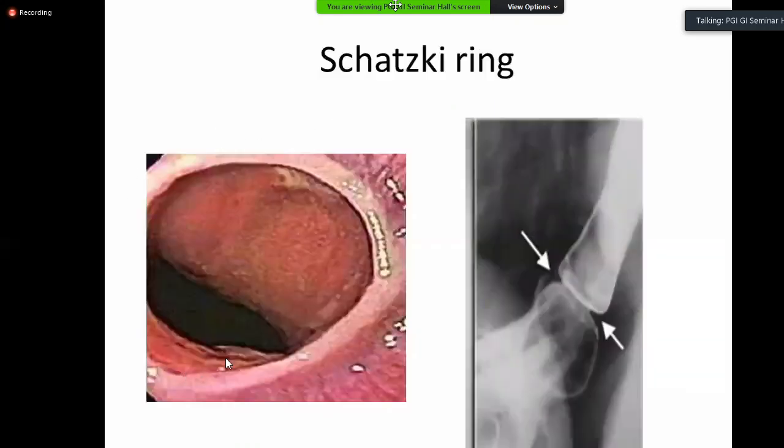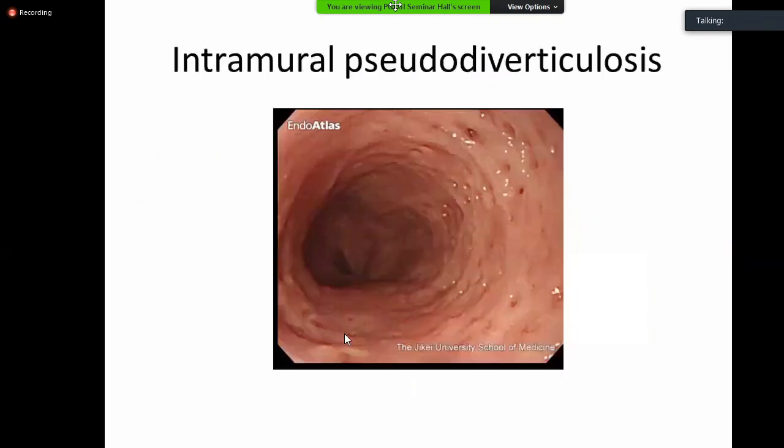This is a ring-like lesion at the gastroesophageal junction. Very well seen on barium swallow, and endoscopically you can distend it. The scope will go, but some patients may have dysphagia and then it needs to be broken.